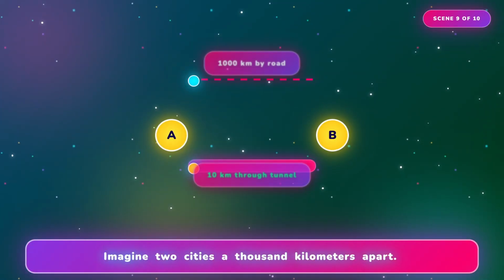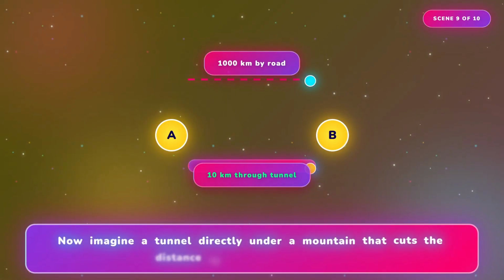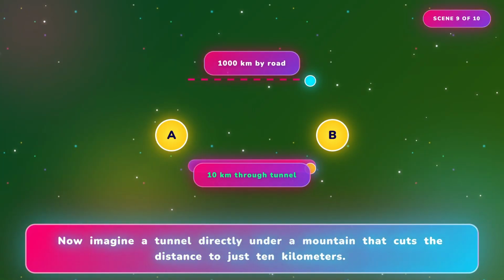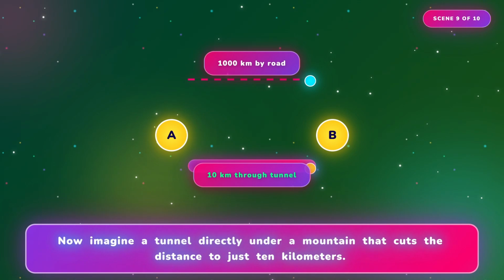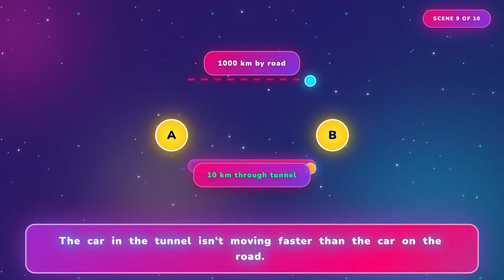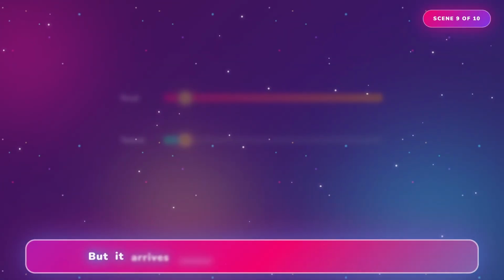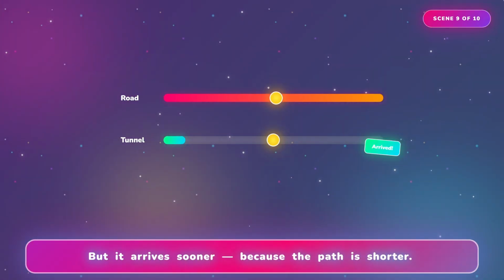Imagine two cities 1,000 kilometers apart. Now imagine a tunnel directly under a mountain that cuts the distance to just 10 kilometers. The car in the tunnel isn't moving faster than the car on the road. But it arrives sooner, because the path is shorter.